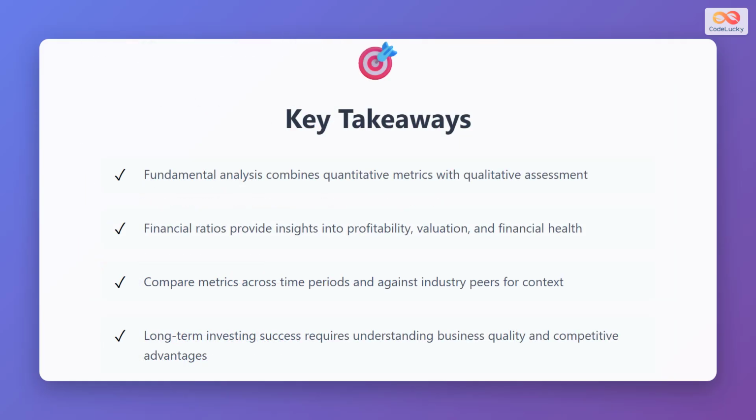Let's recap the essential points. Fundamental analysis combines quantitative metrics with qualitative assessment, giving you a complete picture of a company's value. Financial ratios provide valuable insights into profitability, valuation, and financial health, but they must be interpreted correctly. Always compare metrics across time periods and against industry peers for proper context, as a ratio in isolation can be misleading. Finally, remember that long-term investing success requires understanding business quality and competitive advantages, not just looking at numbers. Master these concepts, and you'll be well equipped to evaluate investment opportunities effectively.